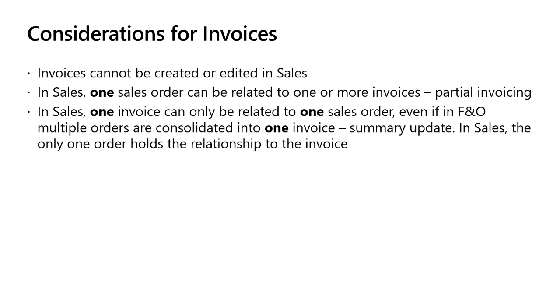The summary update scenario, or a scenario where you have multiple sales orders that need to consolidate under one invoice. For this scenario, the data will flow as expected from invoicing and reflect the invoice in sales accurately, just with one exception here, which is the relationships to those orders. It will only hold the relationship to the invoice on one of the orders. So not all of those orders will have the relationship to that invoice.